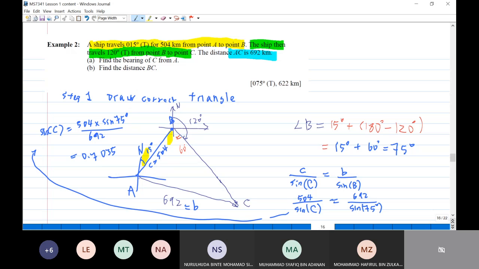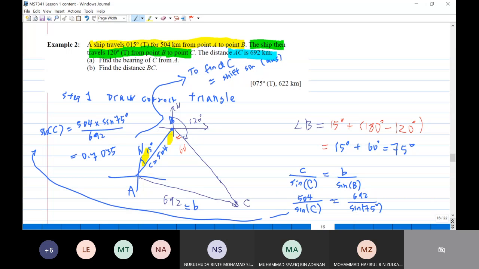Then how to find C? C is the angle. So what you do is find the angle C here. Use the calculator, you have to press shift, sine, then answer. Okay, shift sine answer. Let me see.